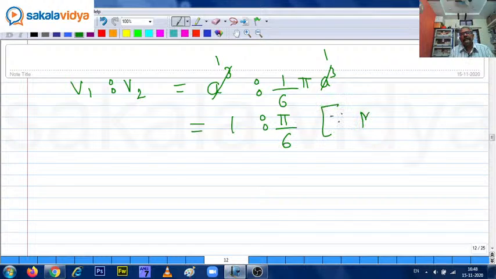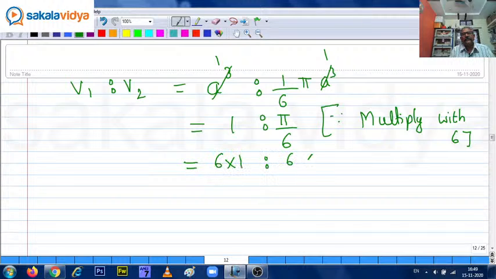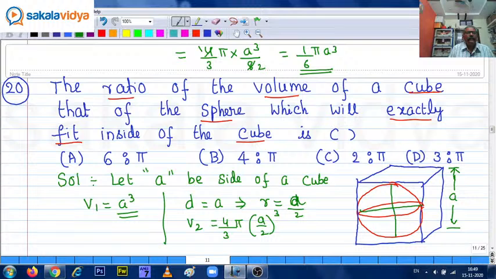So multiply with 6 on both sides. So we get 6 into 1 is to 6 multiplied by pi by 6. The 6 cancels. 6 is to pi is the required ratio. So A is the right option.